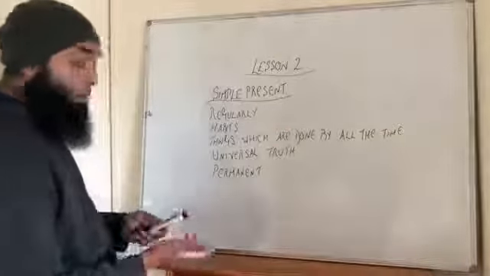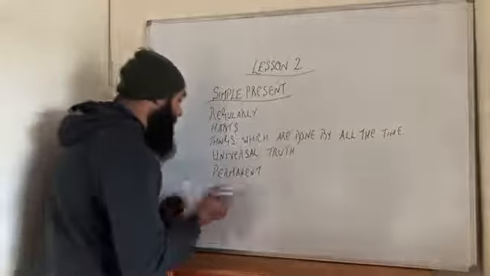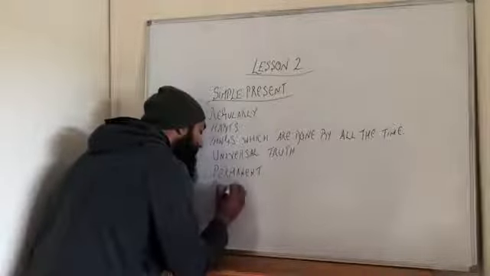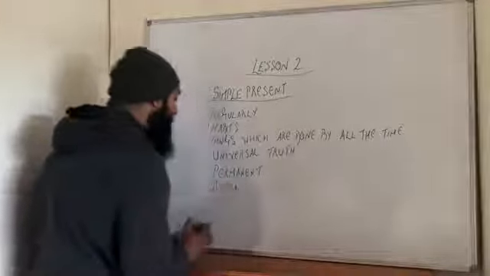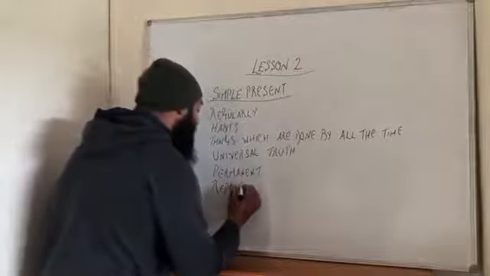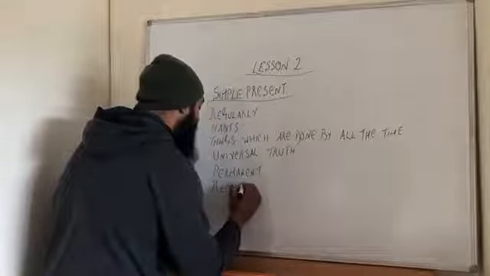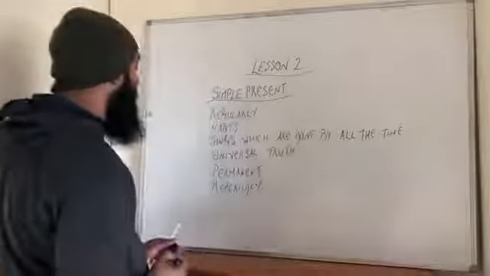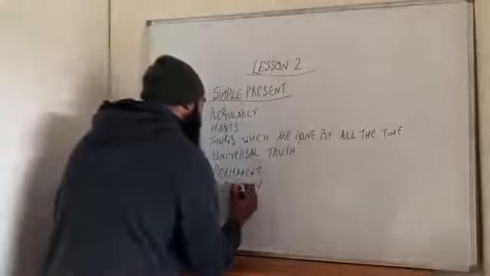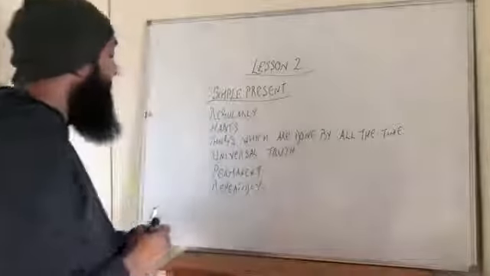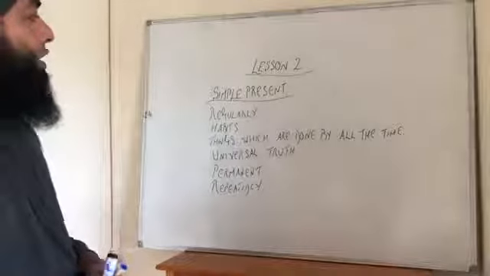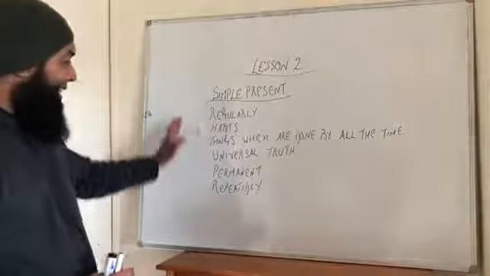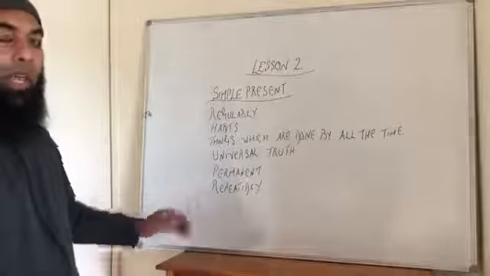So things which we do repeatedly as well, which are done by us repeatedly. Simple present tense will be made in these kinds of situations, okay?